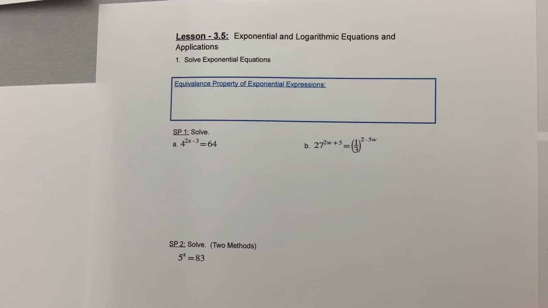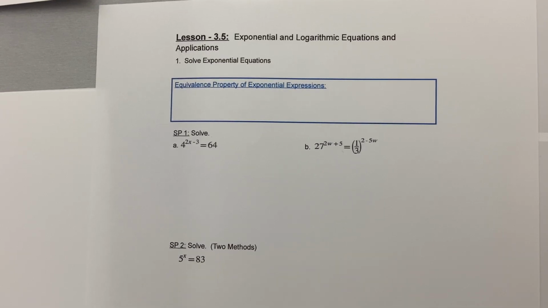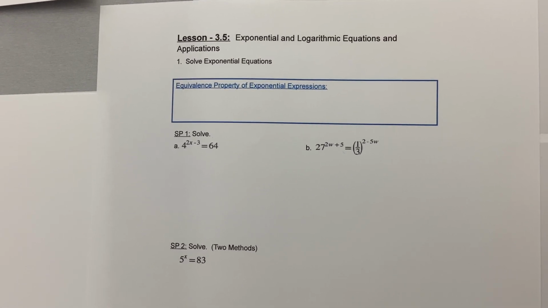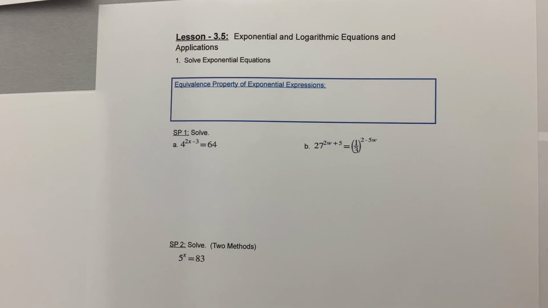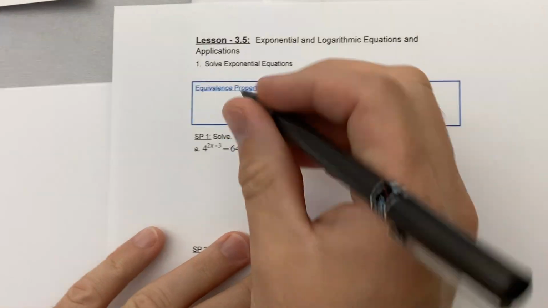Looking at 3.5, it's been a lot of using our rules and properties to simplify these. And now today we're going to start throwing in the equal sign. Anytime you've got an equal sign involved, typically what's your direction now? Solve. Yep, solve for the variable. Okay, so that's what we're looking at here for this first one.